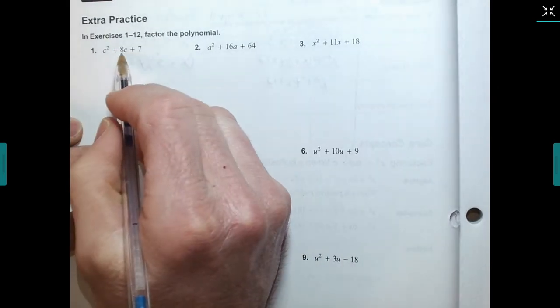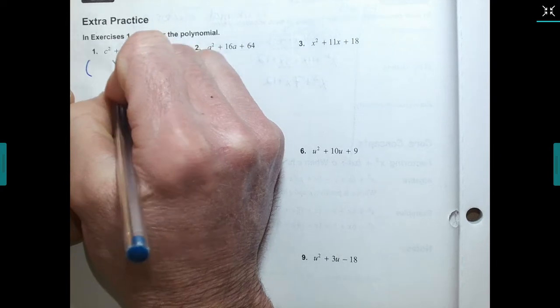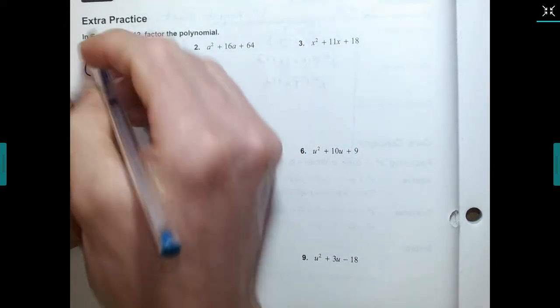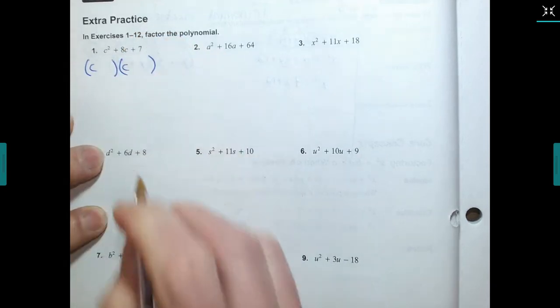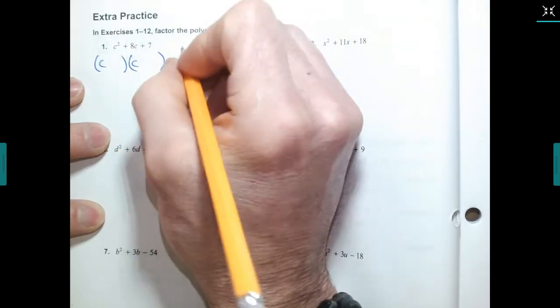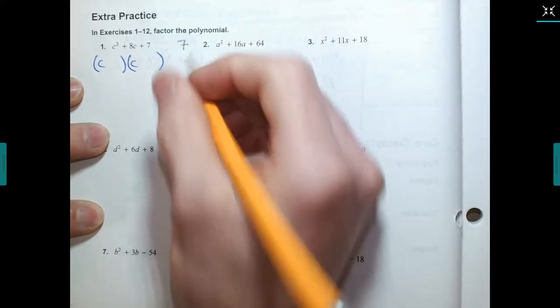So c squared plus 8c plus 7. First thing I'm going to do is write my little parentheses like that. I know I have to get a c squared, so I know I'm going to have c in both of these. Now, I have a 7, and so I need to get to an 8.